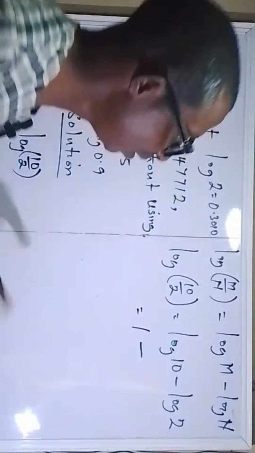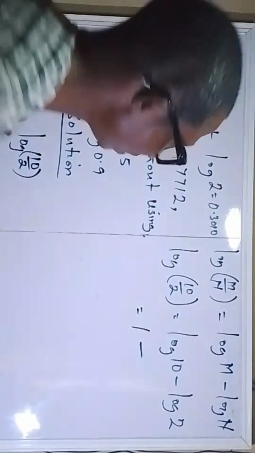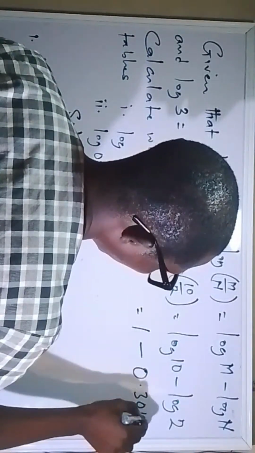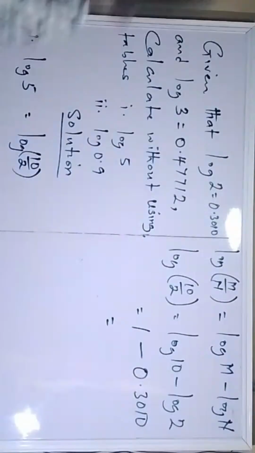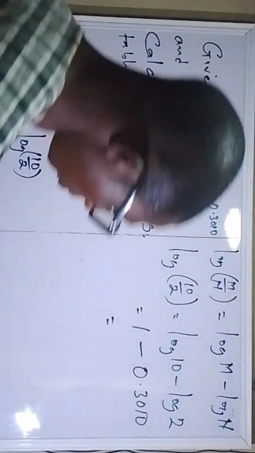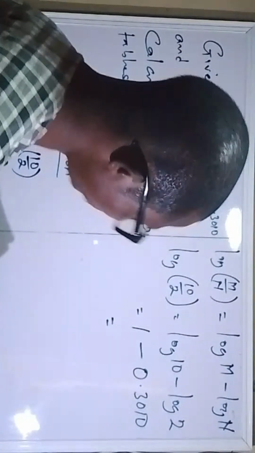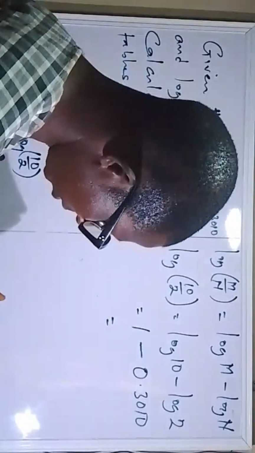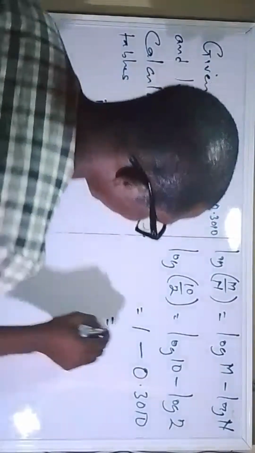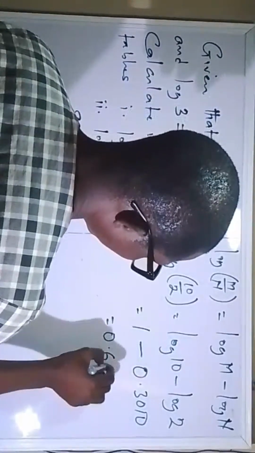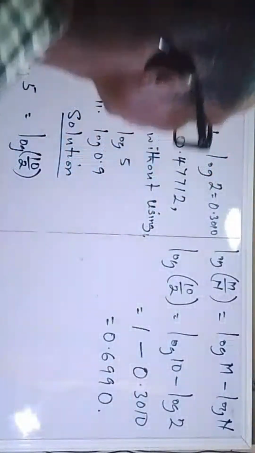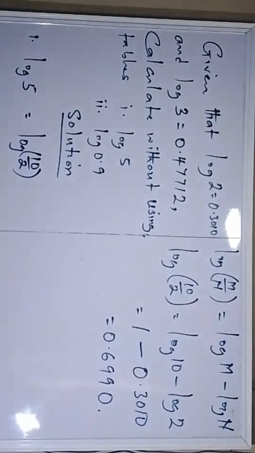So you have been given log of 2 in the question. That is 0.3010. So when you subtract, so what are you going to have? 1 minus 0.3010. So your result is going to be 0.6990. So that's going to be the answer to this question.